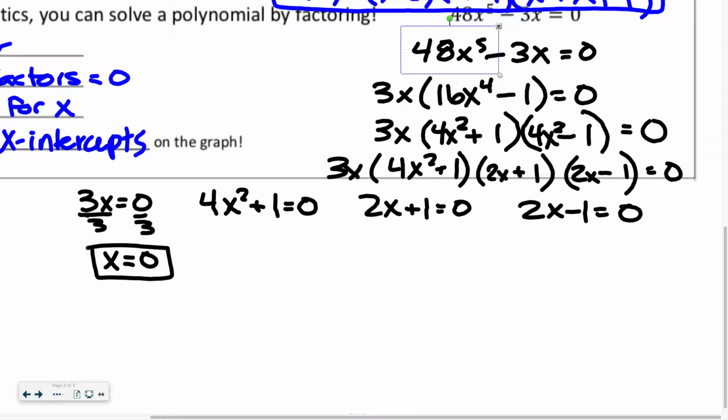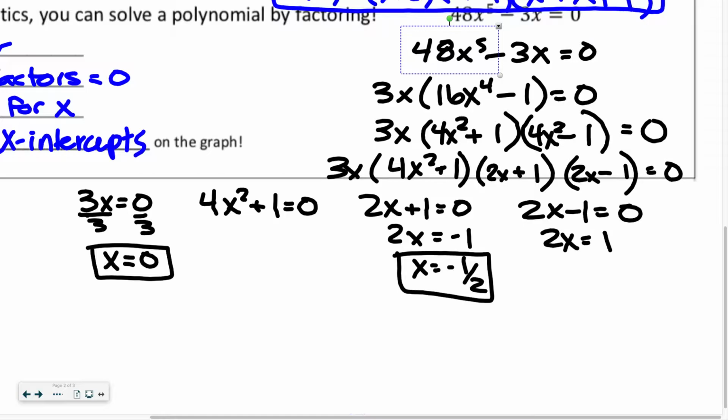I'm going to skip to the last 2 because these are linear, so they're going to be easier to solve. If I subtract 1 from both sides, and then I divide by 2, then I have a solution at x equals negative 1/2. And on the last one, I would add 1 to both sides and divide by 2. So I have a solution at positive 1/2.